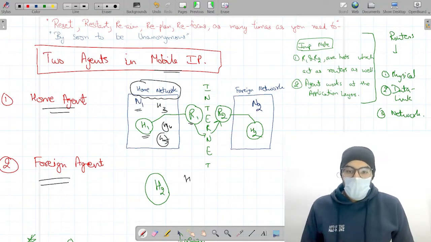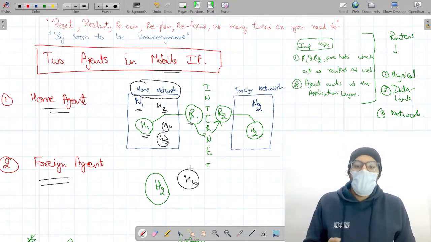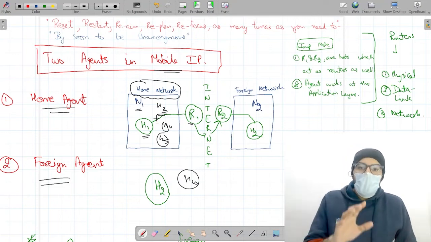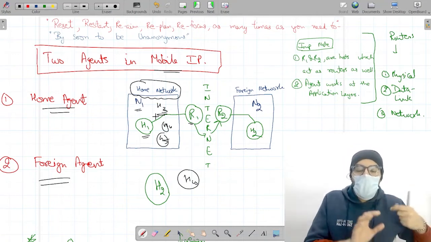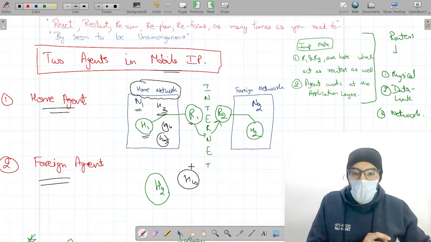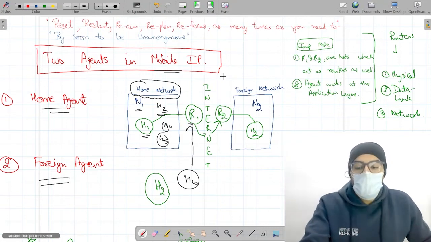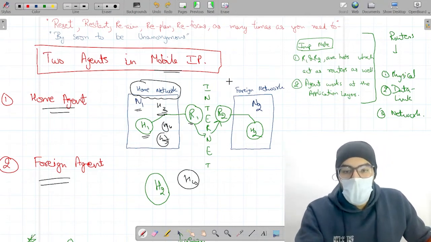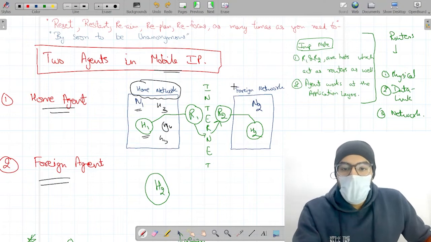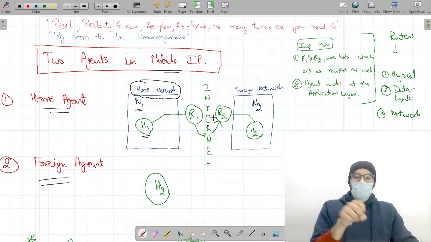Let's say that host 10 wants to send a packet to host 3. In certain situations, the router R1 is going to take this packet and redirect it to the host H3. We will see that as well, but for now I'm not complicating things further. I want to keep it simple so that you understand everything.